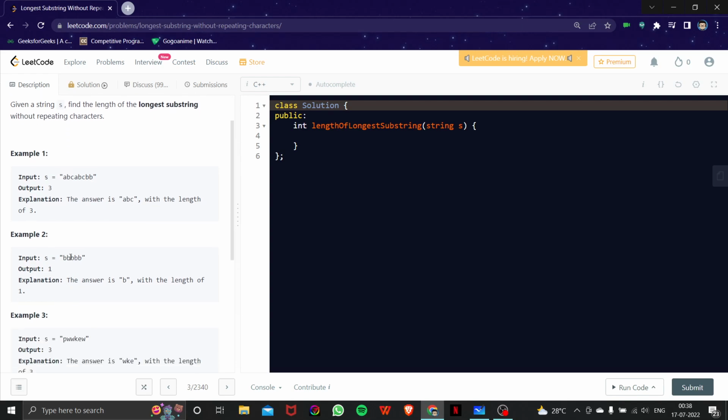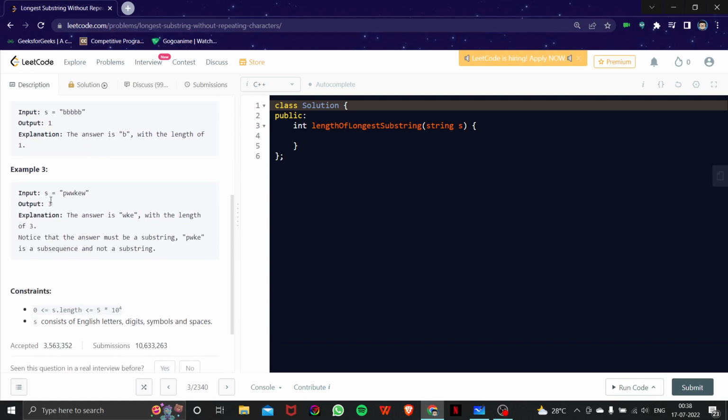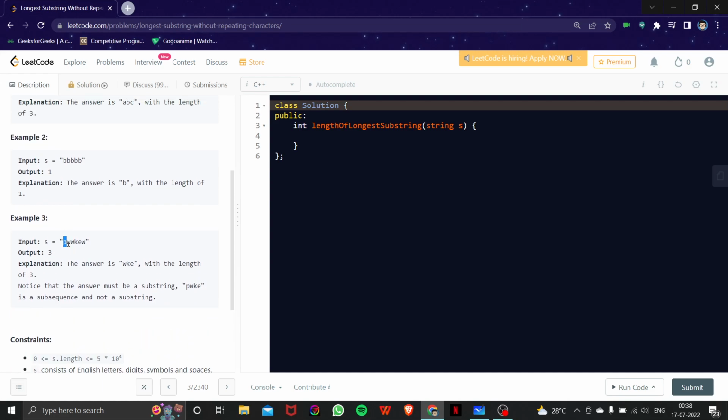So I guess you got the gist of what we have to do here. Let's look at example 2. Only this would be the longest substring without repeating characters, because all are repeating characters here. Let's look at this example. We cannot have this one, right? We can have this one. We can have these three, right? WKE. Cannot have these four because W is there. So the answer is 3.